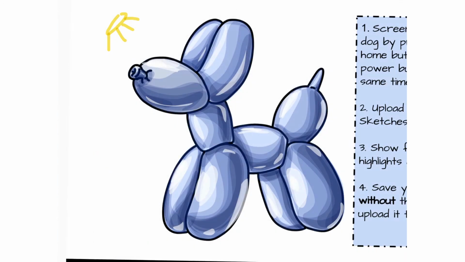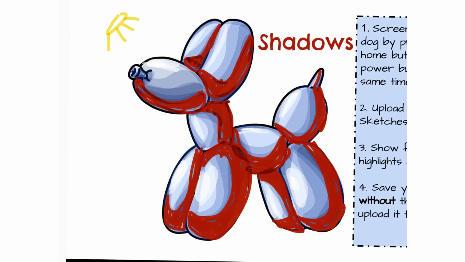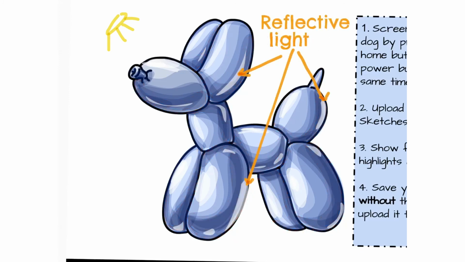Here is the finished product. Now we'll take a look at the maps. Here are all the highlights circled in yellow. Notice the shape and the placement. Now let's take a look at the shadows. Notice that the shadows curve around with the balloon, and they are on the opposite side from the highlight. In the reflective light, there are these long, thin, curved strips of light that are near your darkest shadows.